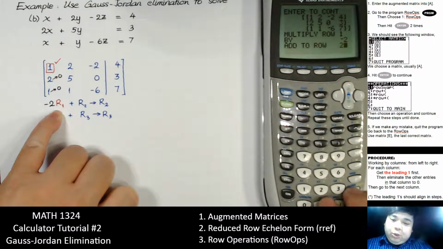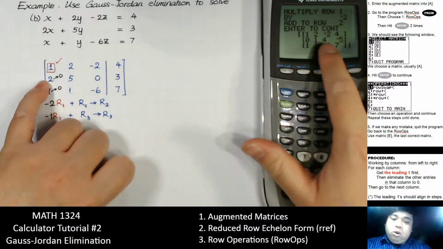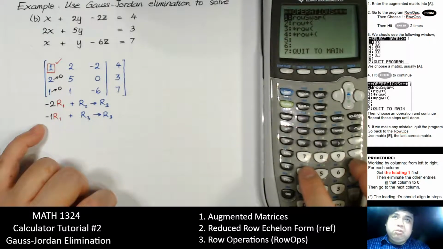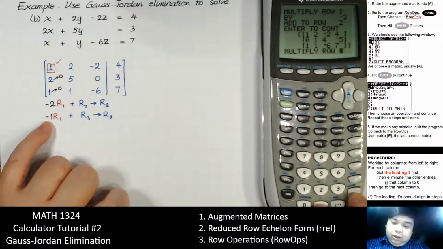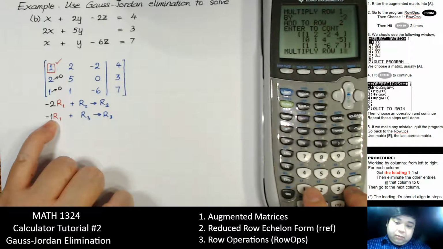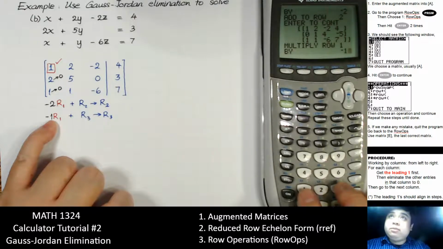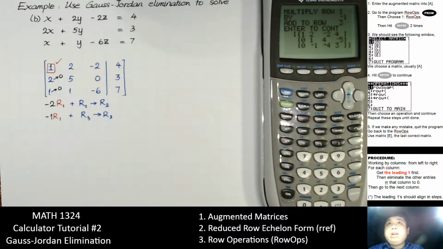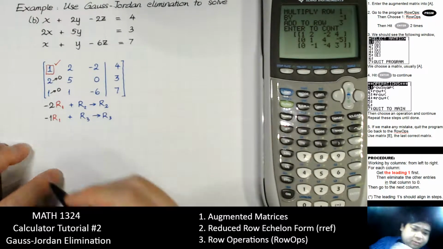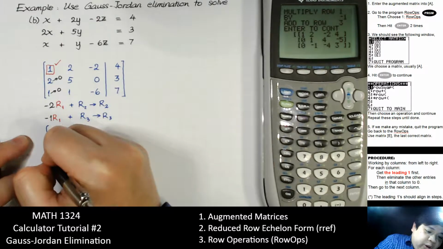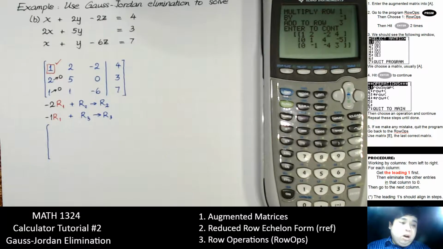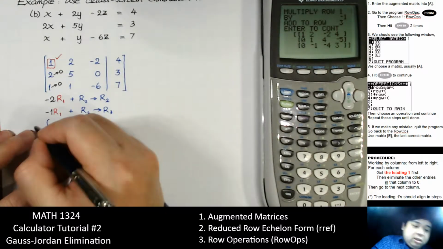Oops. So that is 0. Option number 4, multiply row 1 by -1, add and replace to row 3. Right, we have that. If we have any fraction or decimal, the calculator, this program, will convert everything to fractions, so we don't have to worry about it.